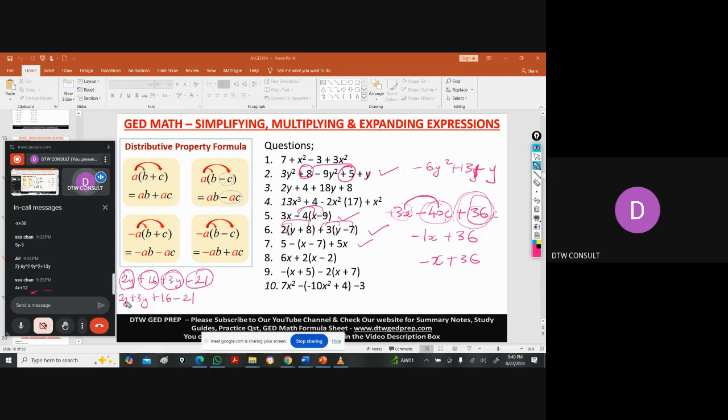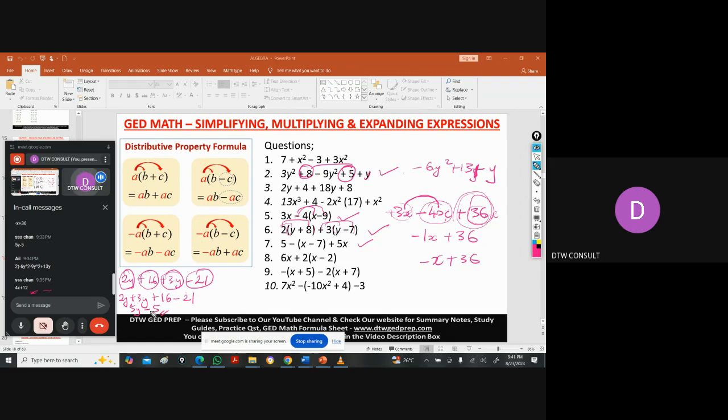All right, so from here, 2y plus 3y is 5y. Then what is positive 16, negative 21? Negative 5. Good, negative 5. Okay, so this is our final answer.